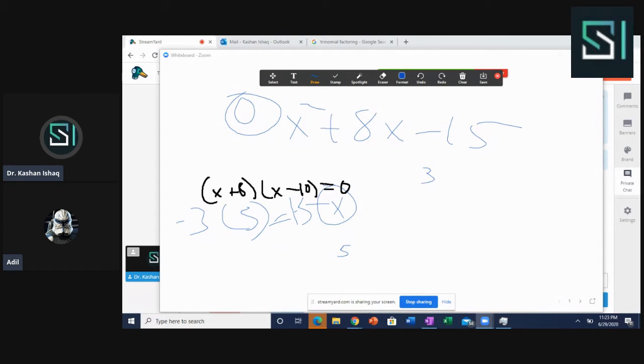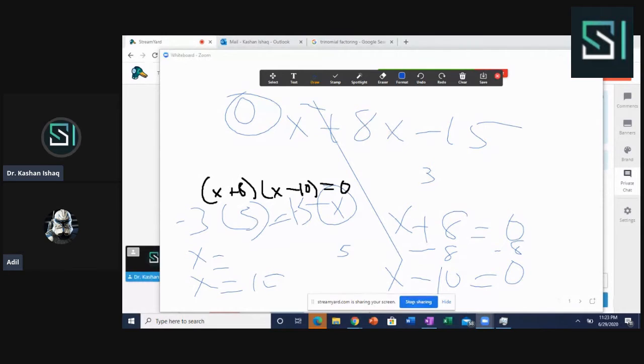And you can just write it down quickly. x plus 8 equals 0 like that, and then x minus 10 equals 0. And you're good to go there, right? Okay. Automatically, you know, subtract 8, positive 10, right? So the one answer is x equals 10. The other answer is x equals negative 8.